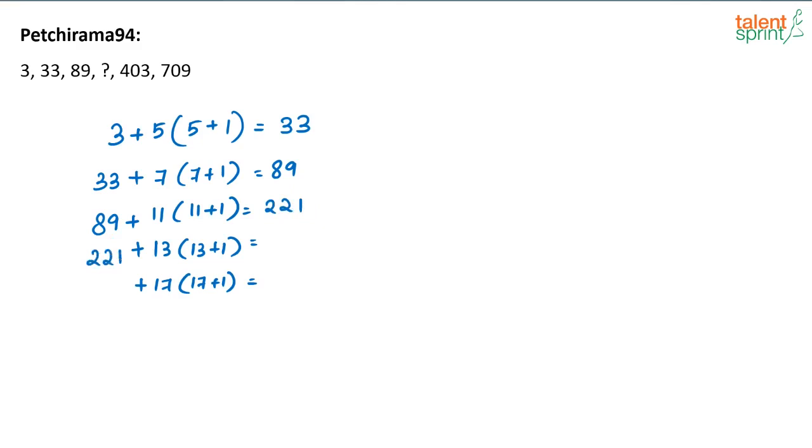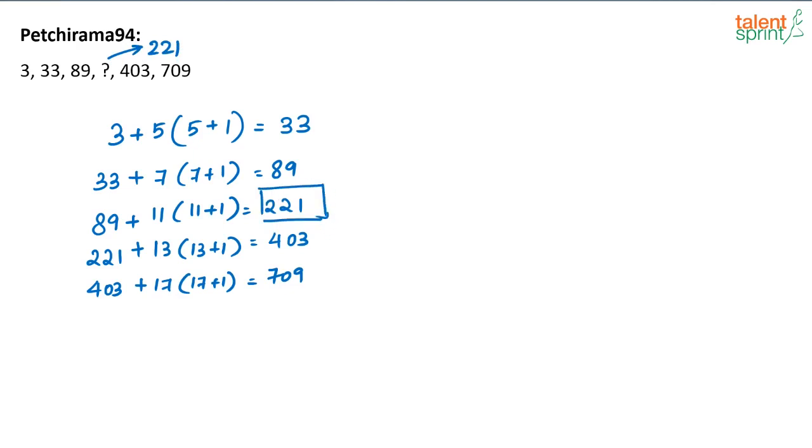Next one will be 221 plus 13 into 14, which you already know the answer is 403. So 403 plus 17 into 18 gives 709. So this is the pattern that is being followed. So what is the missing number here? The missing number is going to be 221. The answer that we are looking for is 221.